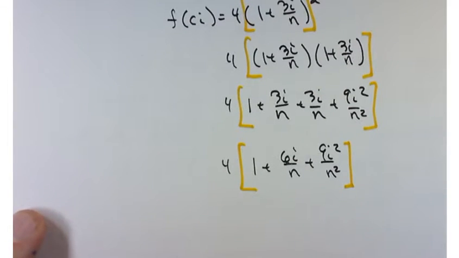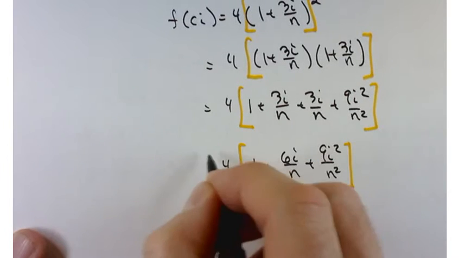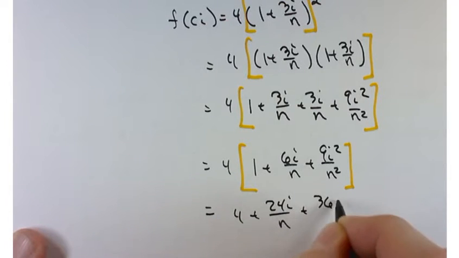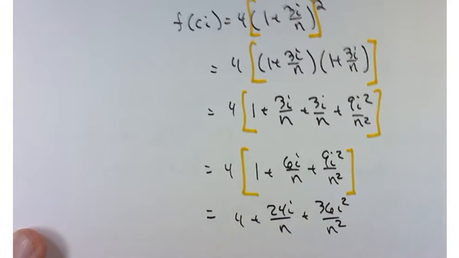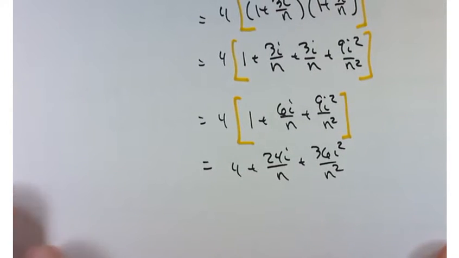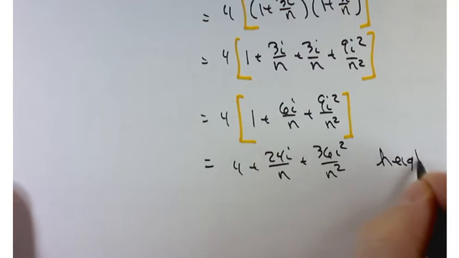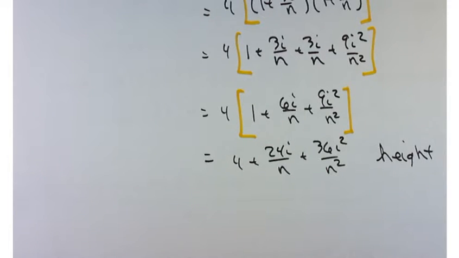And finally, I'm going to distribute the 4. So that equals 4 plus 24i over n plus 36i squared over n squared. Yes, looks good. Keep in mind what this is. This is your height. Now, it's not always going to be quite so tedious to come up with that expression, but there's a little bit of extra work for us in this one.